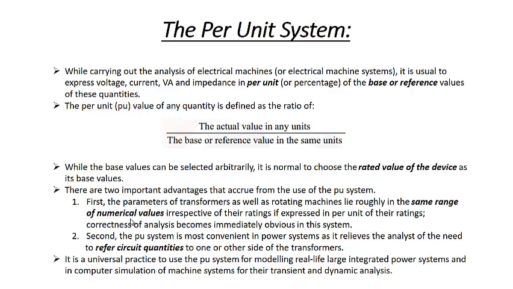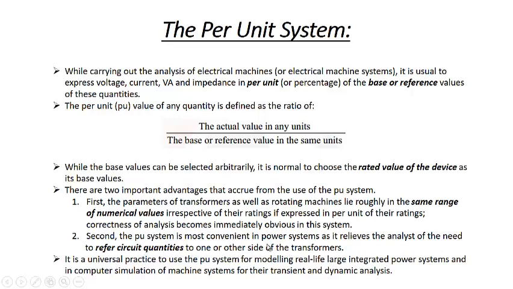So that is one of the advantages of the per unit system. The second most important advantage of the per unit system is that it is most convenient in power systems, as it relieves the analyst of the need to refer circuit quantities to one or other side of the transformer.